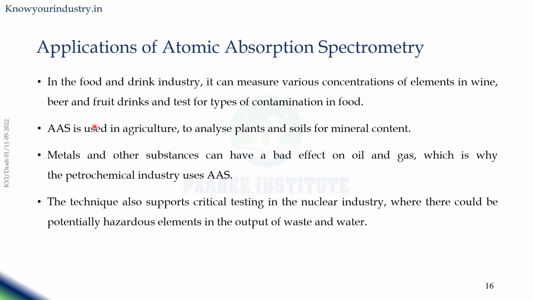In continuation to the applications, we are going to see some examples in this particular slide. In the food and drink industry, it can measure various concentrations of elements in wine, beer and fruit drinks, and it can also be used to find the types of contamination in food. Atomic absorption spectroscopy is also used in agriculture to analyze plants and soils for mineral content. Metals and other substances can have a bad effect on oil and gas. Hence, in the petrochemical industry, oils and gases will also be tested by AAS for the presence or concentration of elements in the oil and gases.